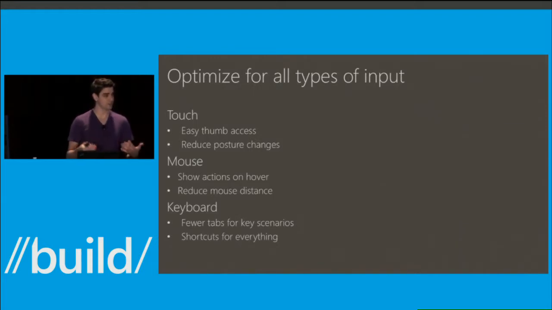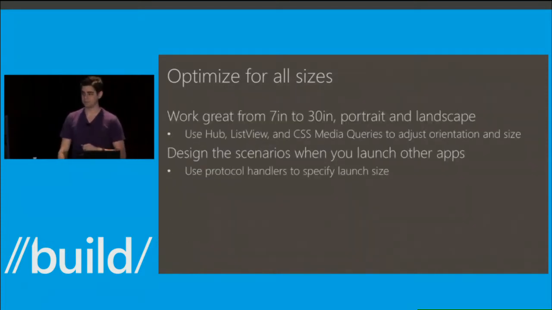We actually show those on all the tooltips. And then also thinking about tabbing around your app and just making it really easy to move between those different sections of your app. And then optimizing for all sizes. So all the way from 70 inches to 30 inches, thinking about landscape, thinking about portrait. And then, as I mentioned before, you can use Hub Control, List View, CSS media queries are great tools to make this even simpler. And then design scenarios on when you launch other apps.